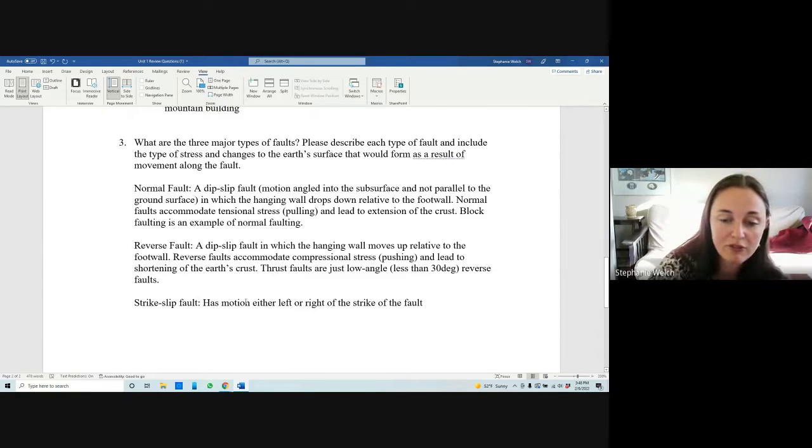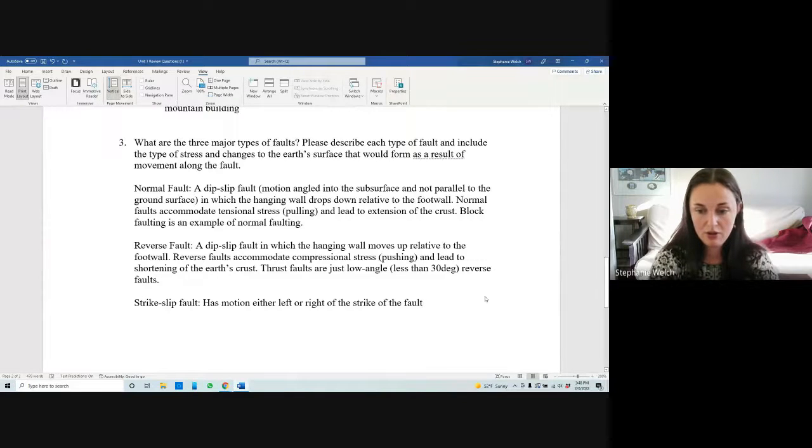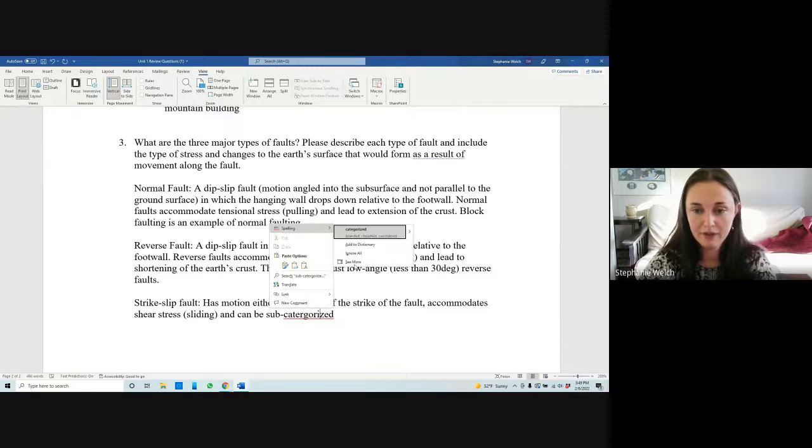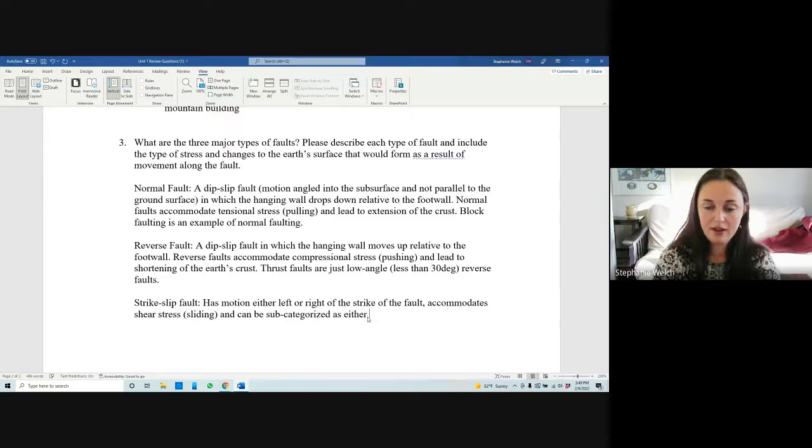So strike slip faults have motion either left or right of the strike of the fault, accommodate the third type of stress, which is called shear stress. And can be subcategorized, I knew I was going to spell that wrong, as either left or right lateral strike slip faults.